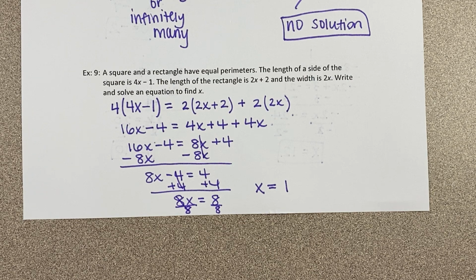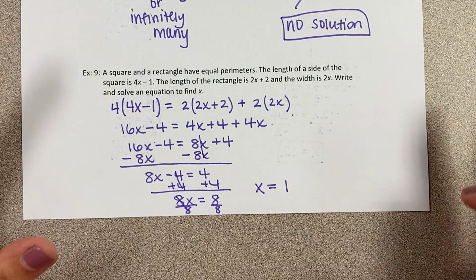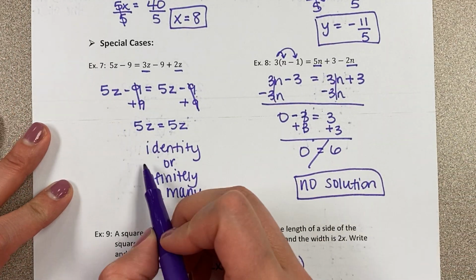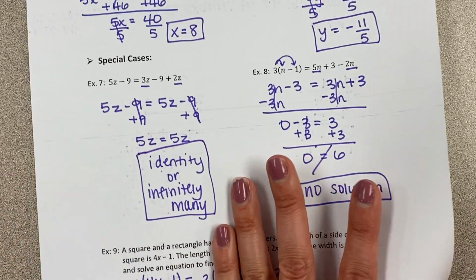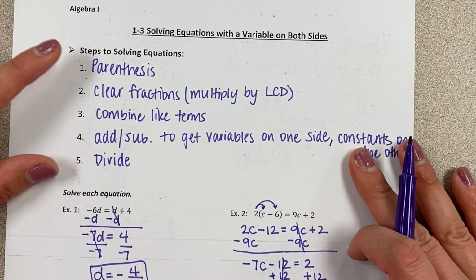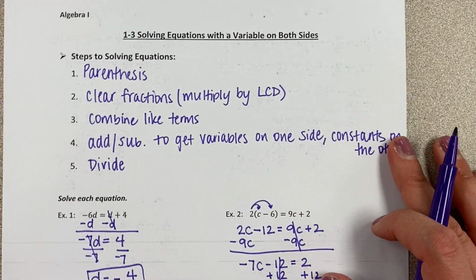Okay, so you might see some problems like that, word problems. Mainly, I just wanted you to focus on solving variables on both sides and being aware of the 5 steps you need to do in order to solve them.